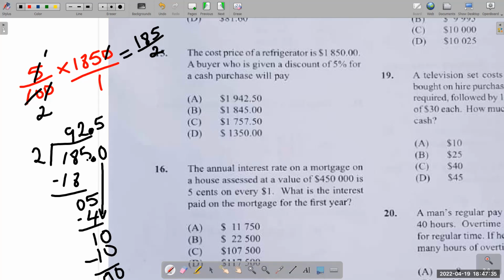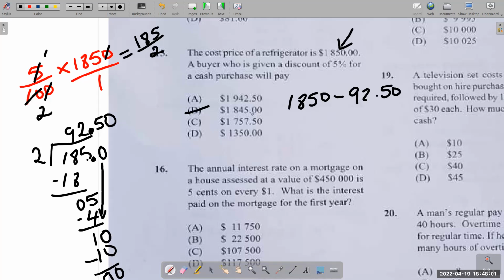Now, do we have any money that looks like that? We must need 2 decimal places. So that means it's $92.50 is our discount. So is this our answer? No, because discount, you must subtract it from the cost price. So it's 1850 minus $92.50.